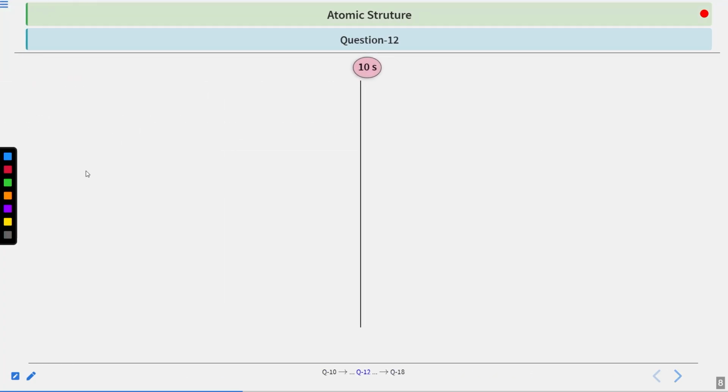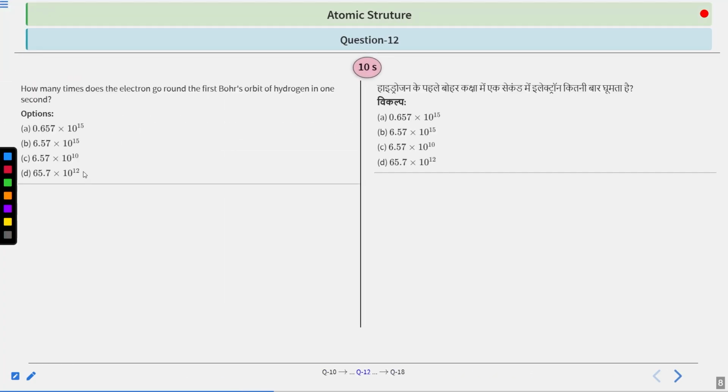Question number 12 says that how many times does the electron go round the first Bohr's orbit of hydrogen in 1 second. Options are A, 0.657 into 10 to the power 15. Option B is 6.57 into 10 to the power 15. Option C, 6.57 into 10 to the power 10. And option D, 65.7 into 10 to the power 12. So you have 10 seconds to solve this question. Your time starts now.